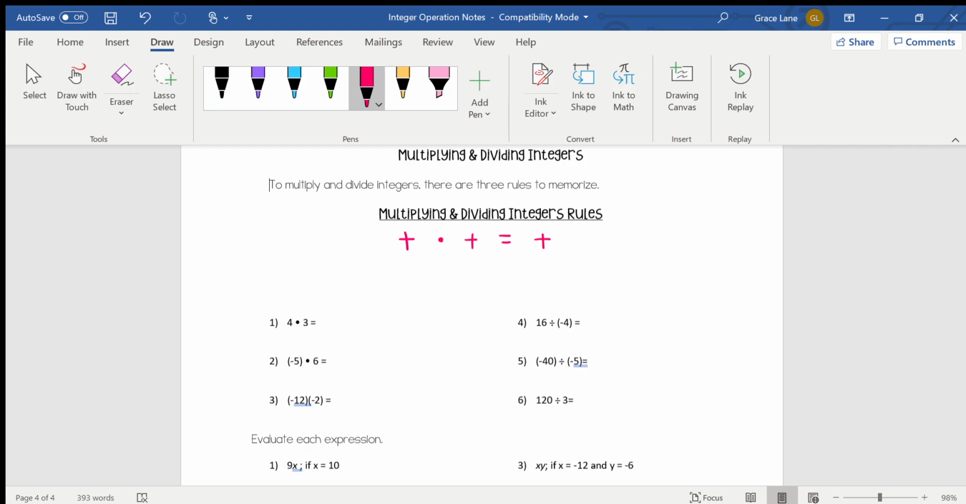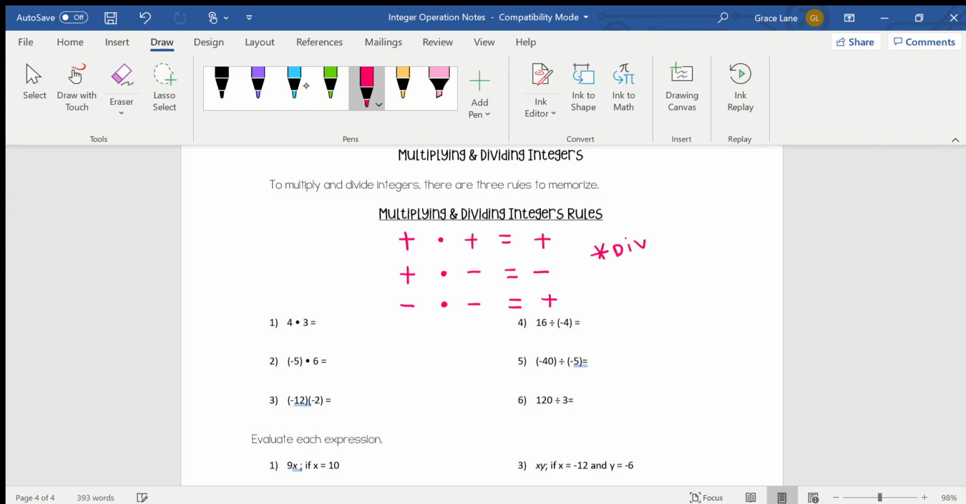Another rule is if you have a positive number times a negative number, the answer is negative. And then the last rule that you need to memorize is a negative number times a negative number will get a positive number.